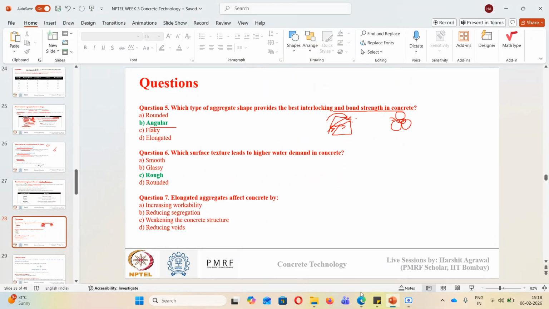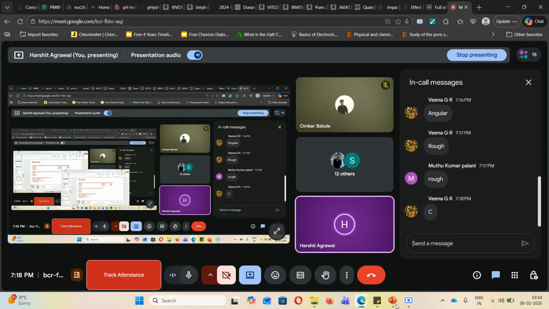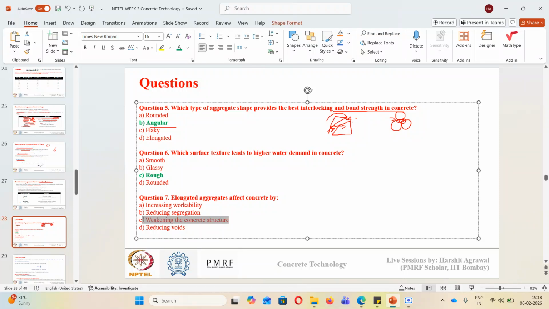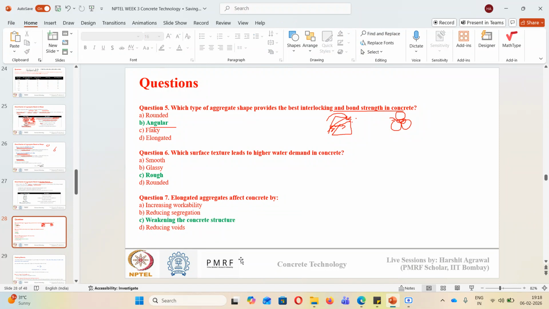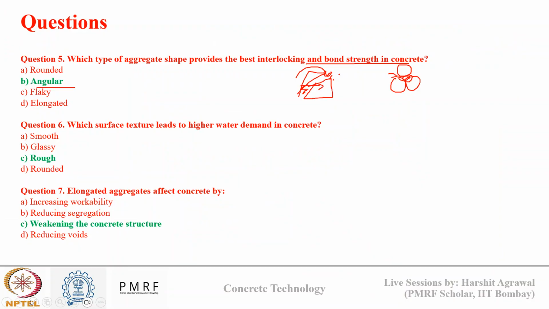And why C? Someone wrote C as the answer. Can anyone tell me why it weakens the concrete structure? Okay, the correct answer is C only. Just try to understand what is happening.